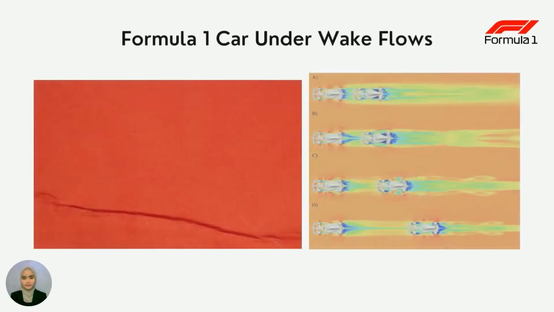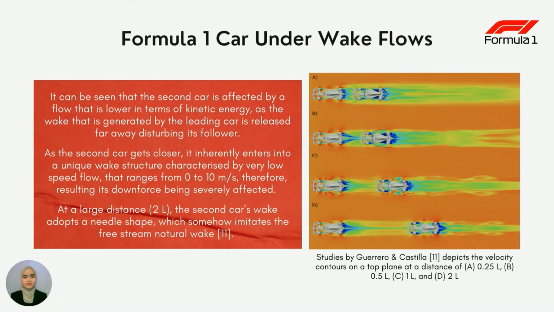Next is the previous research study for 2017 F1 cars under the wake flow by Guerrero and Castilla. If you take a look at the image on the right, it can be seen that the second car is affected by the flow that is lower in terms of kinetic energy, as the wake that is generated by the leading car is released far away, disturbing its follower. As the second car gets closer, it inherently enters into a mushroom-shaped wake structure characterized by very low speed flow that ranges from 0 to 10 meters per second, thus resulting in its downforce being severely affected.